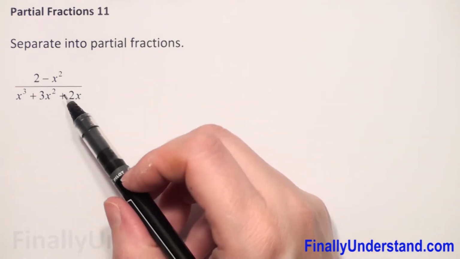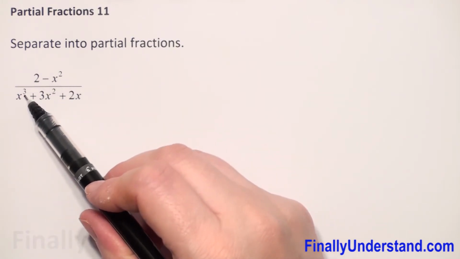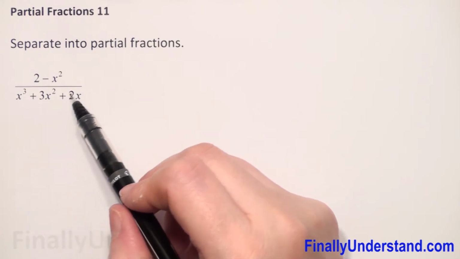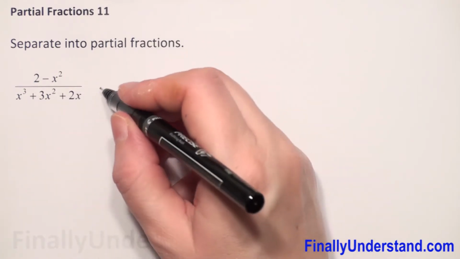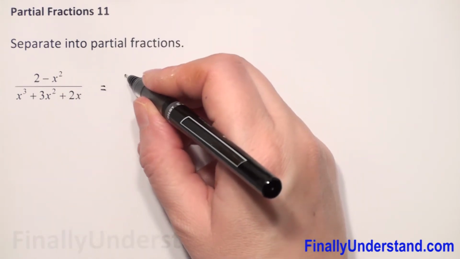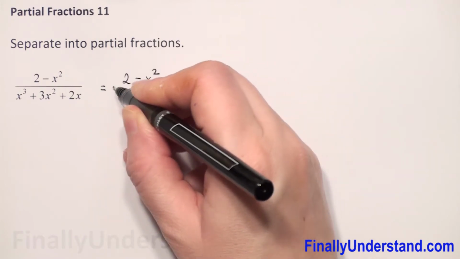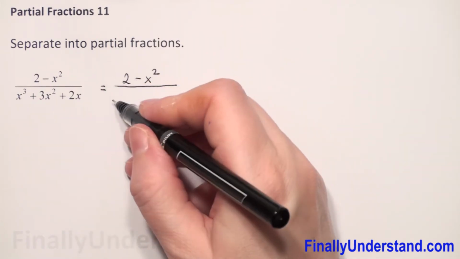So in our example everything is correct. We have the power of the numerator less than the power of the denominator. So next we have to only factorize our denominator. So this is equal. We will copy our numerator, and in the denominator first we will factorize x.